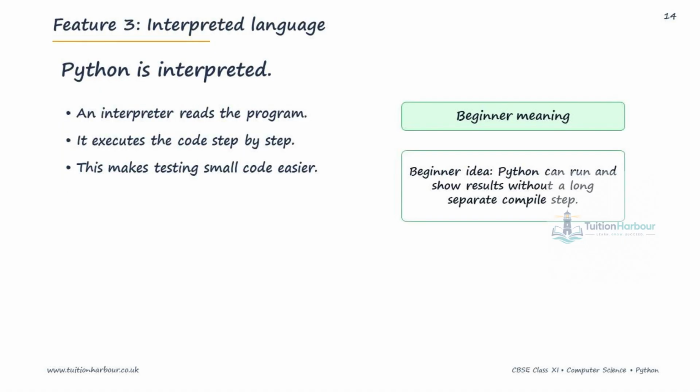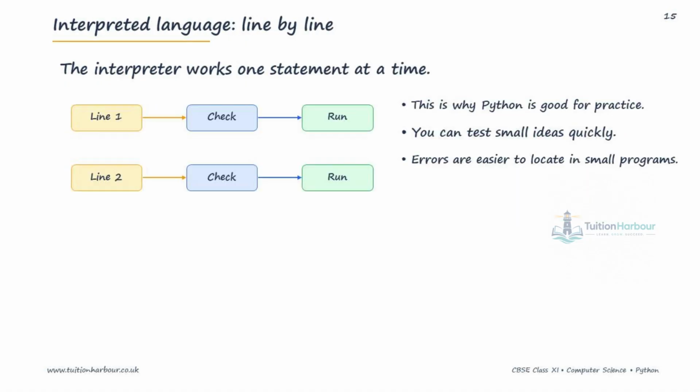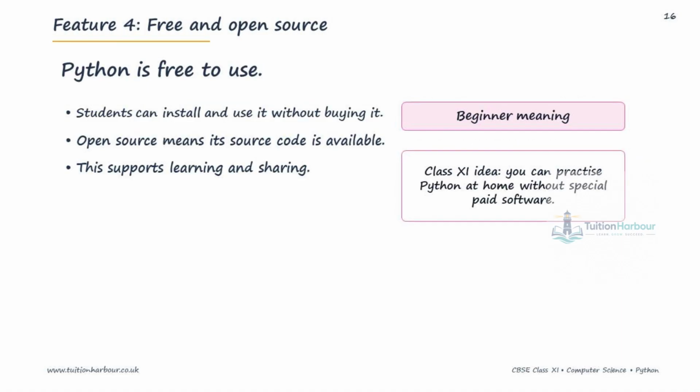Python is an interpreted language. An interpreter reads and executes Python code step by step. Because Python is interpreted, small pieces of code can be tested quickly. This also makes it easier to find errors while learning. Python is free and open source. Students can install and use Python without buying special software. Its source code is also available.